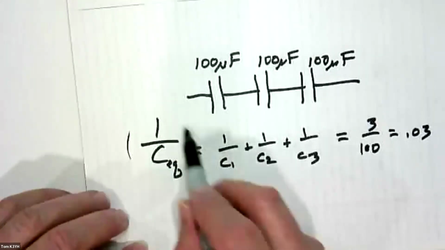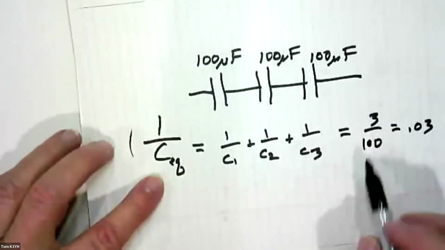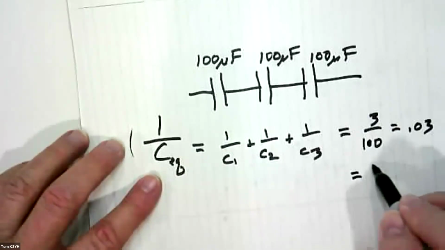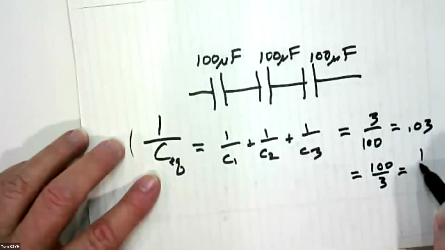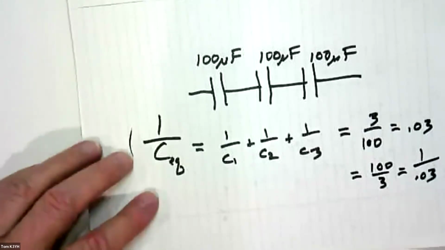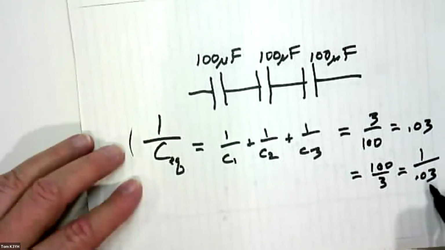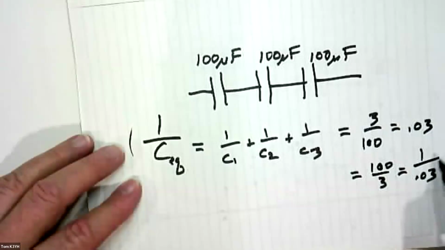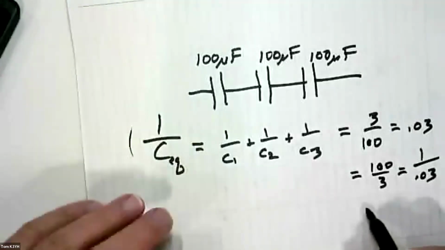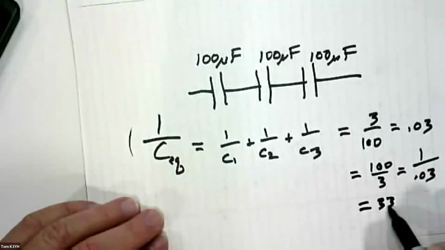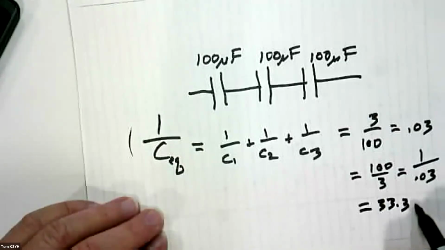You can say, okay, so remember I got to invert it again. So the C equivalent is equal to 100 over 3, or 1 over 0.03. And you can see that these are the same thing. If you move the decimal point 2 places, it's equivalent. So, and the answer, I don't have to use a calculator. It's going to be 33.33.